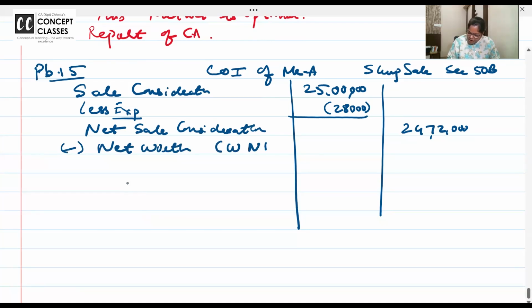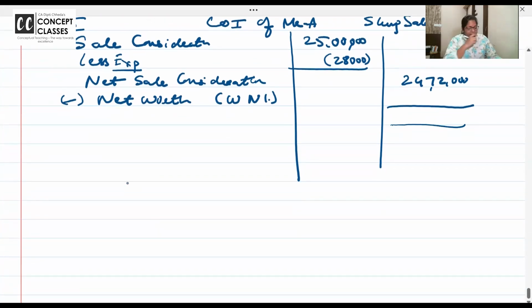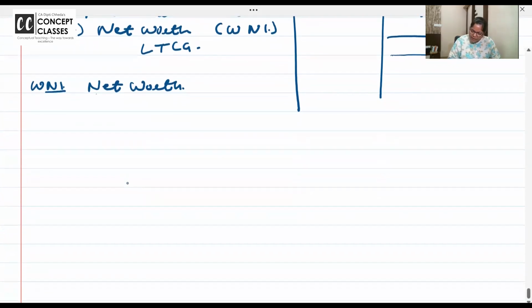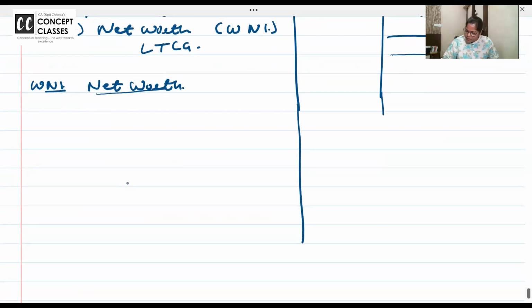Ma'am, where is the net worth? It's not there. We'll calculate. And because they have started this unit in 14-15, we will take it as long-term capital. Now I'm going to calculate net worth in working note 1. What's the format of net worth? I did say to all of you, it is assets.